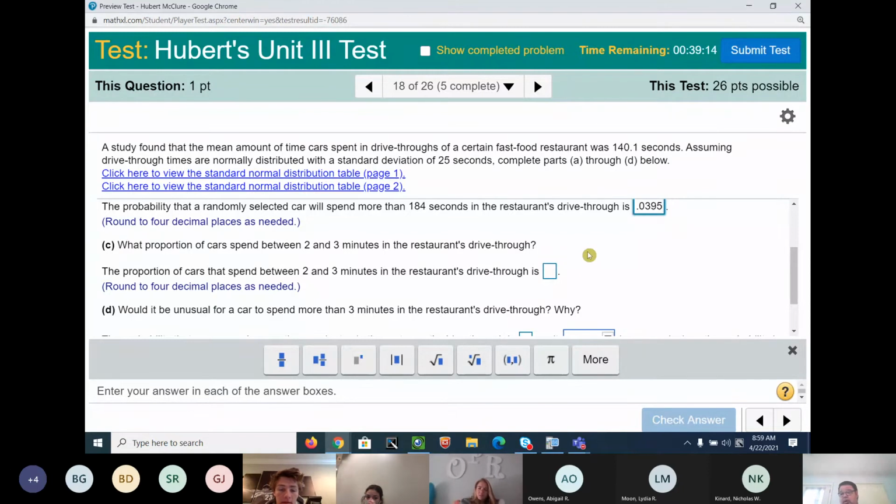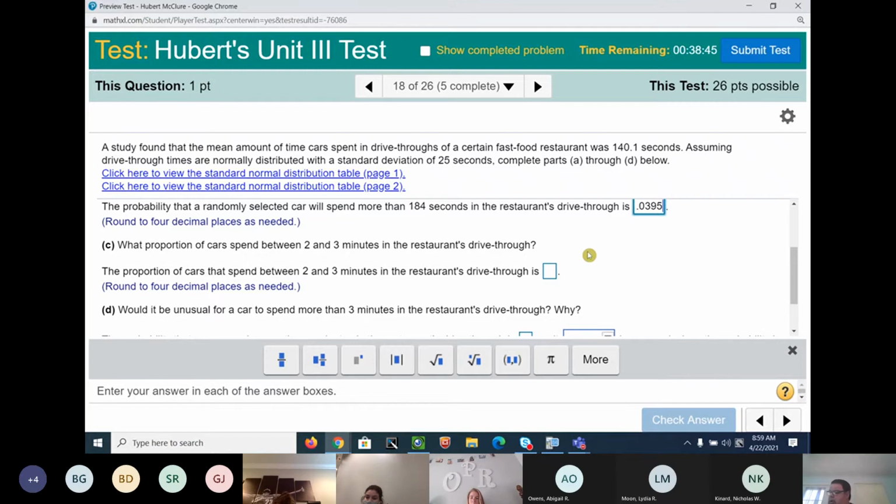Oh, it's minutes, so you have to convert that into seconds. Exactly. And students will not do that. How many seconds are in a minute? 60. So how many seconds are in 2 minutes? 120. So this one, I'm going to do this in orange.